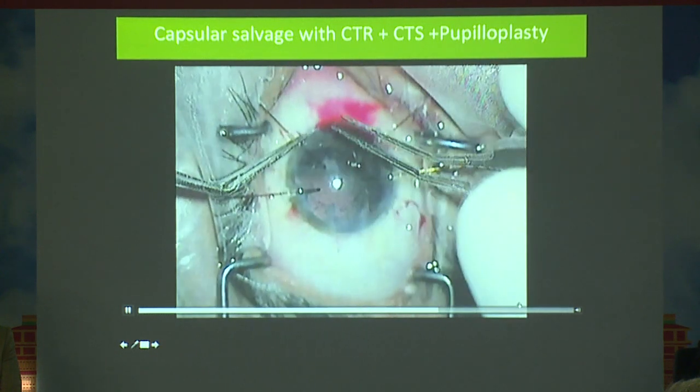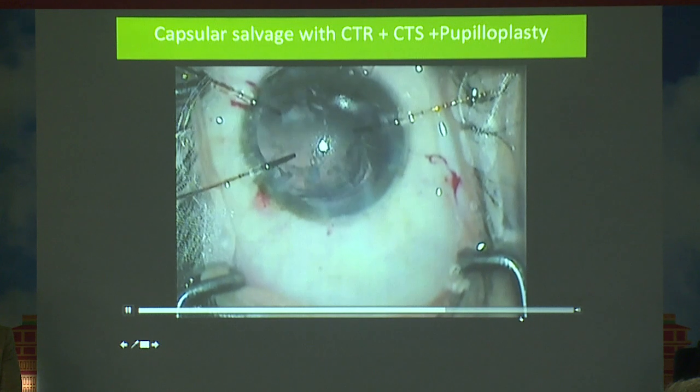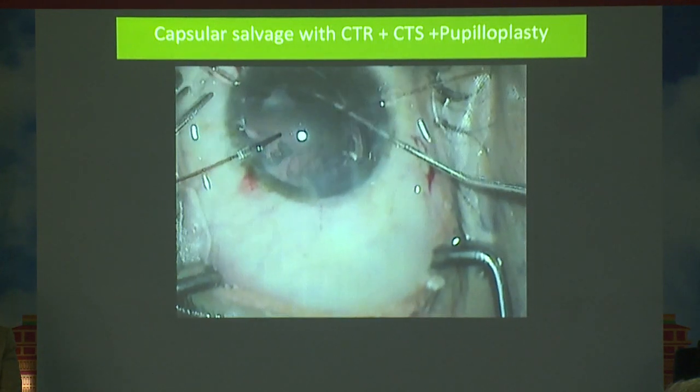Once you have done with it, you can proceed with implanting the IOL. In this case, we implanted a single piece IOL, and we completed the surgery.